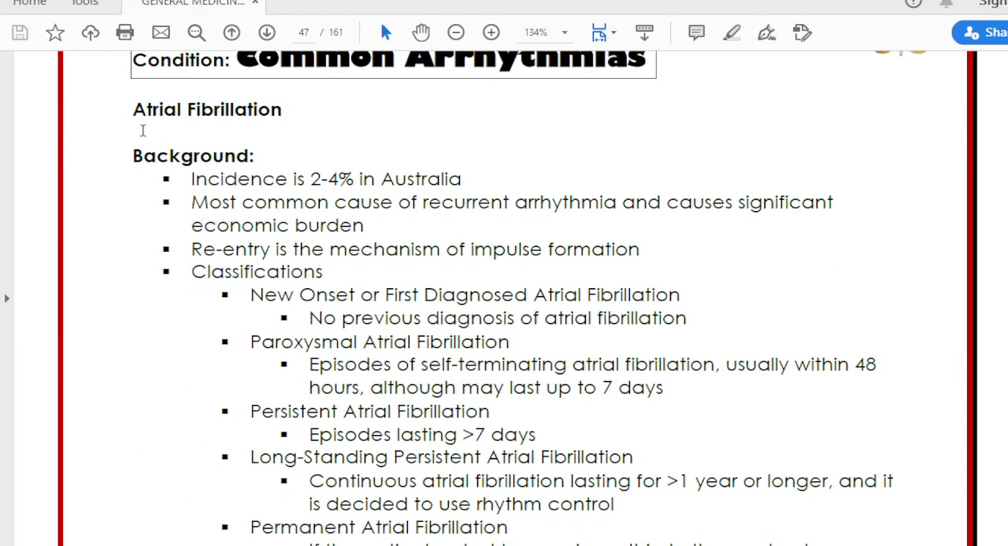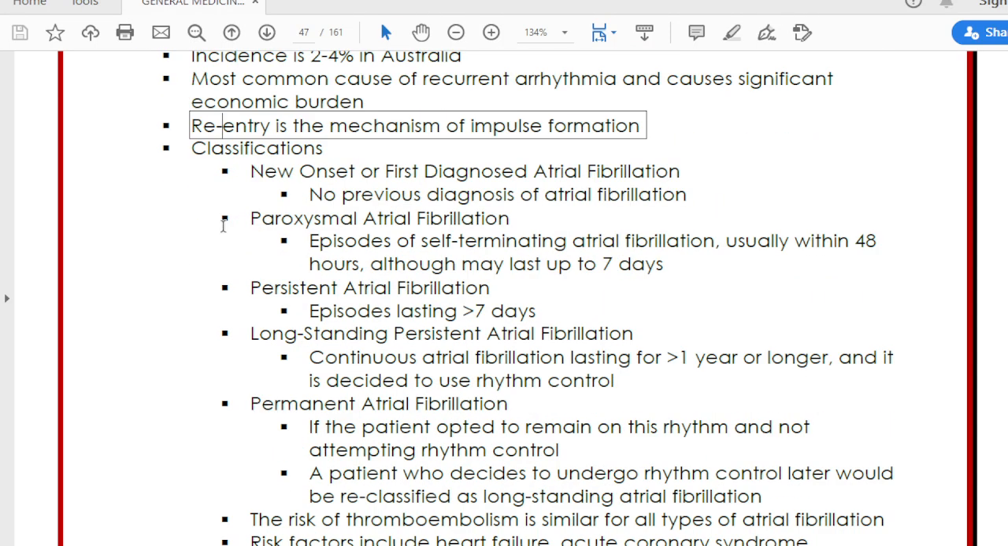Condition, common arrhythmias: atrial fibrillation. Background. Incidence is 2 to 4% in Australia. Most common cause of recurrent arrhythmia and causes significant economic burden. Re-entry is the mechanism of impulse formation. Classifications.